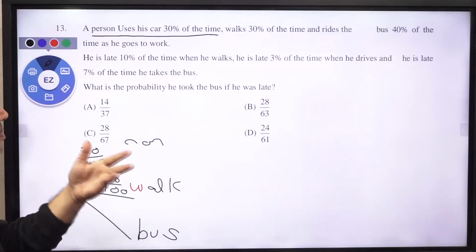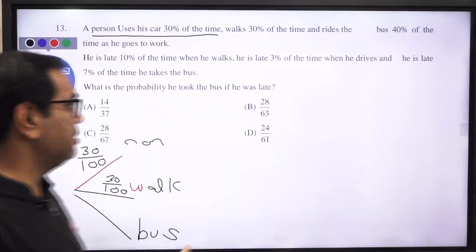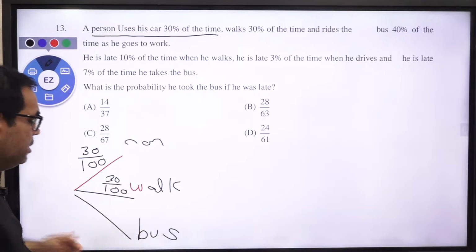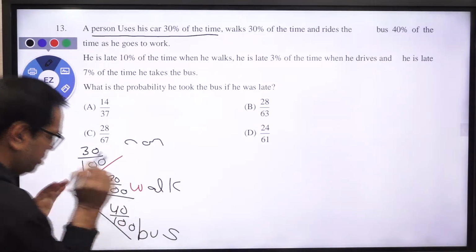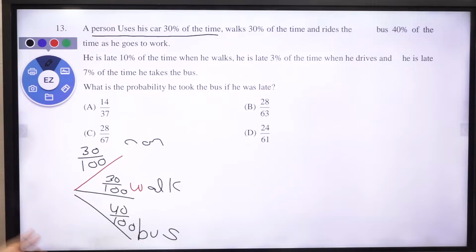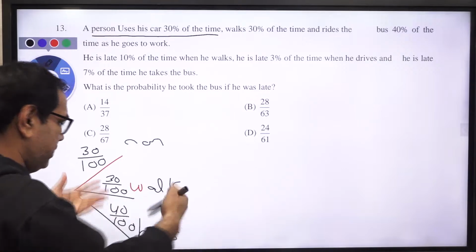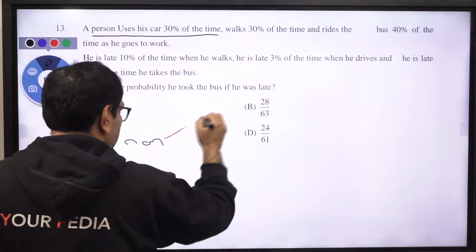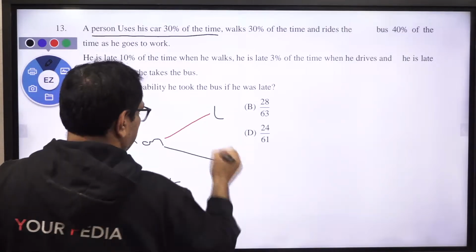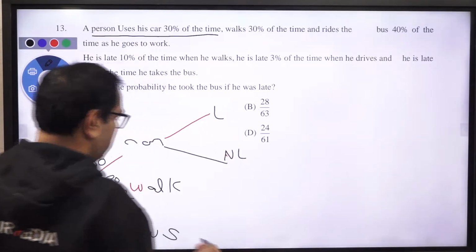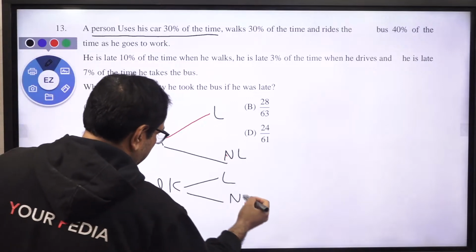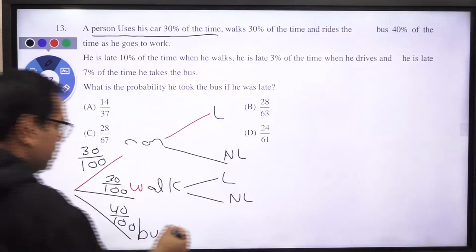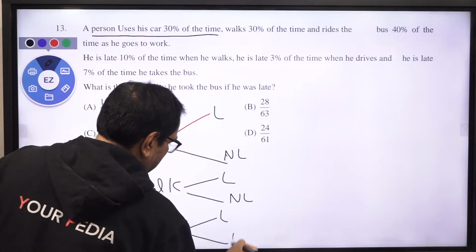And he goes by bus. So 40% of the time he goes by bus. So on a random day he will go by bus. Probability will be what? 40 upon 100. Okay. Now if we go by any mean, there are 2 possibilities. He becomes late. He does not become late. Okay, not late. He walks, then he may become late, not late. If we go by bus, he may become late, yeah, not late.